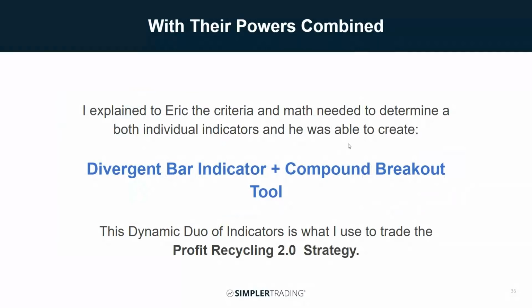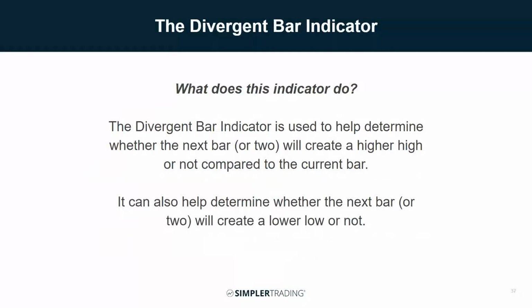And so with their powers combined, right, I explained to Eric the criteria and the math needed to determine both the individual indicators, and he was able to create the divergent bar indicator and the compound breakout tool. It's with these 2 indicators combined that create my dynamic duo. And it's what I use to be so successful in this profit recycling 2.0 strategy.